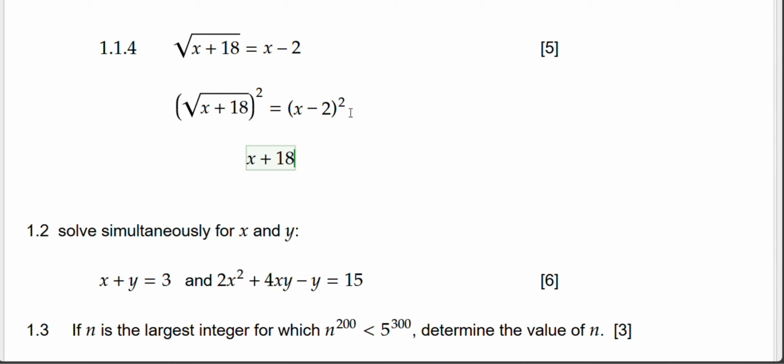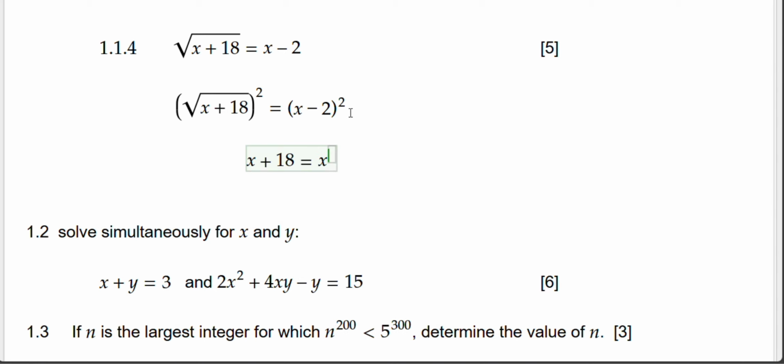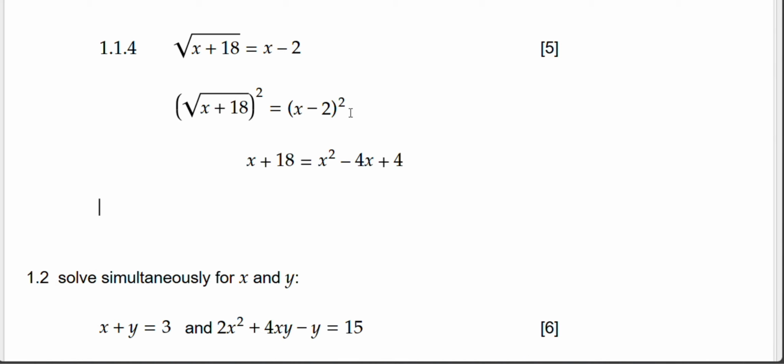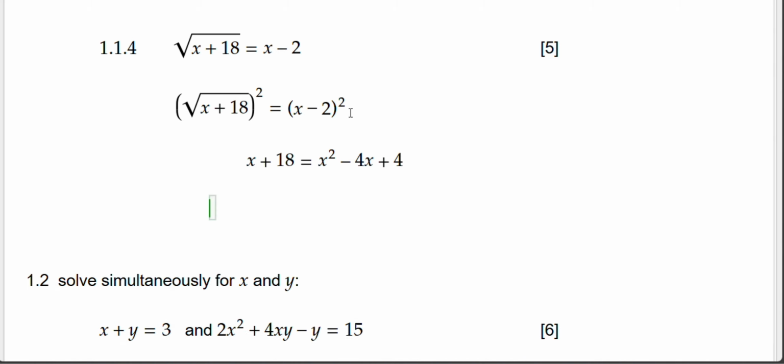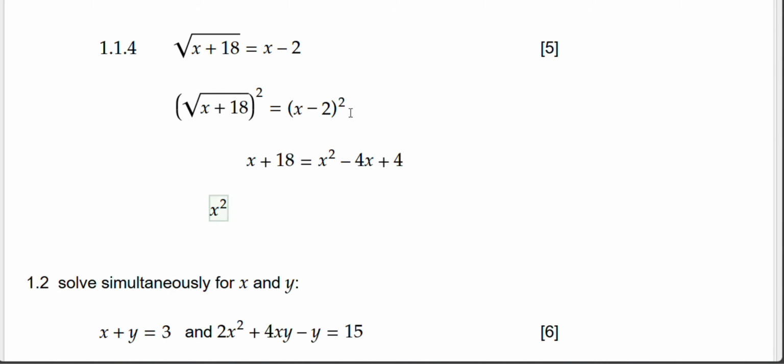Okay, it's going to be x plus 18 is equal to, okay, now let me simplify this thing. x to the power 2 minus 4x plus 4. So now we need to collect the like terms. So it's going to be x squared minus 5x minus 14. I think, yeah, it's minus 14 here.